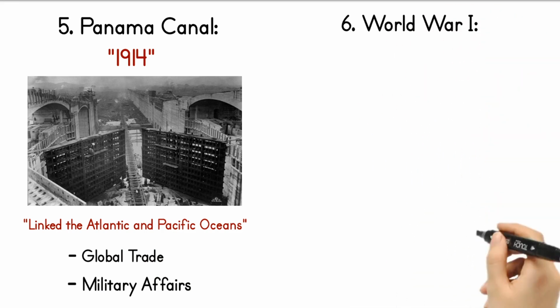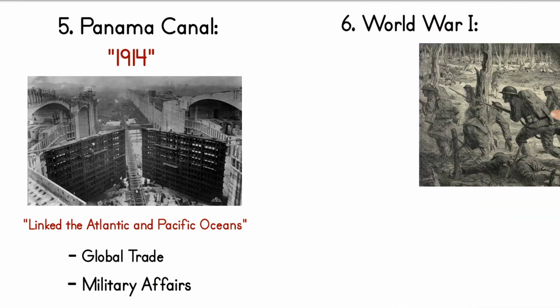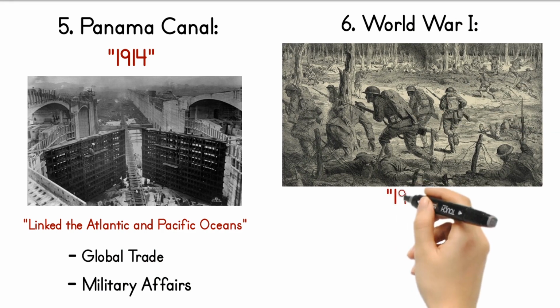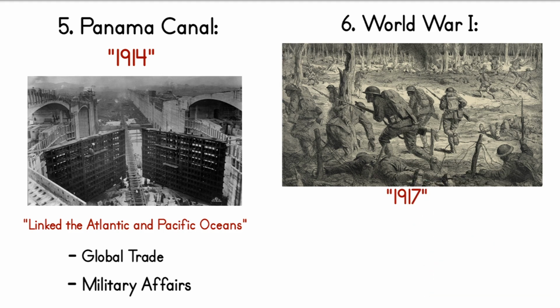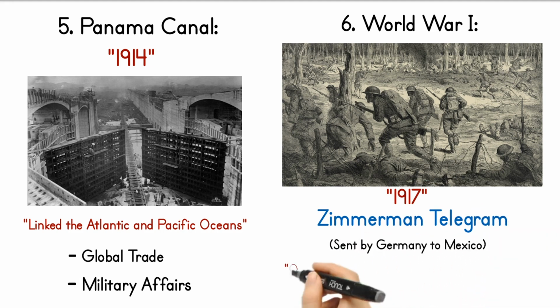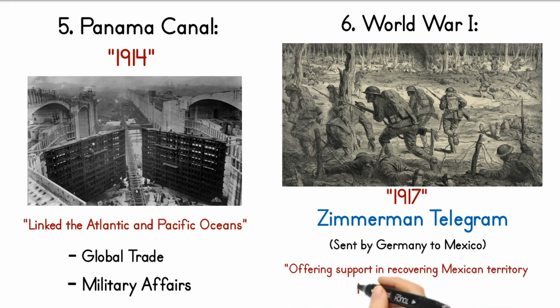World War I. When World War I broke out in Europe in 1914, the United States initially remained neutral. However, by 1917, the United States had entered the war on the side of the Allies after the interception of the Zimmermann Telegram, which was sent by Germany to Mexico offering support in recovering Mexican territory lost to America during the Mexican-American Wars, marking its emergence as a major player in global affairs.